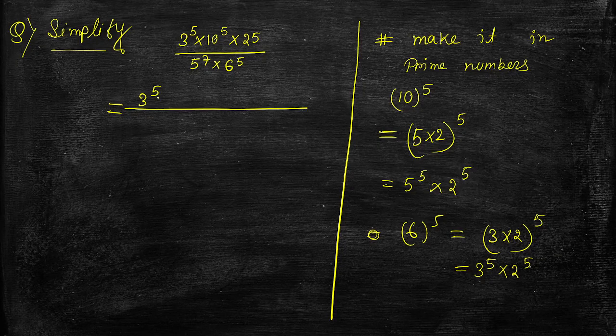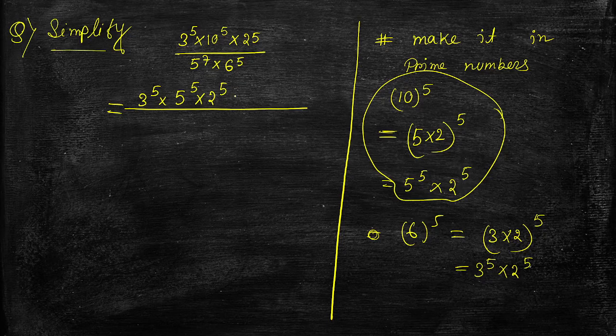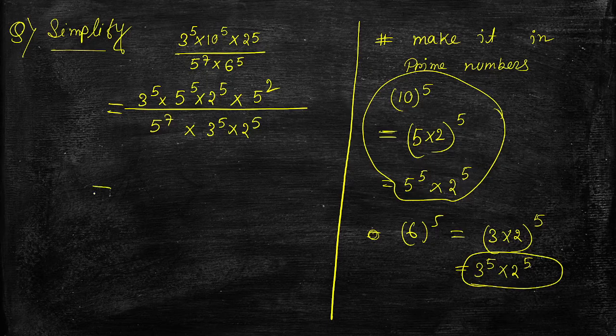3 to the power 5 into 10 to the power 5, we'll write it this way, 5 to the power 5 into 2 to the power 5, right? Now this is 25, so 25 we can write as 5 square, right? Now here 5 to the power 7 and 6 to the power 5 we'll write as 3 to the power 5 and 2 to the power 5. Now try to understand one more thing.